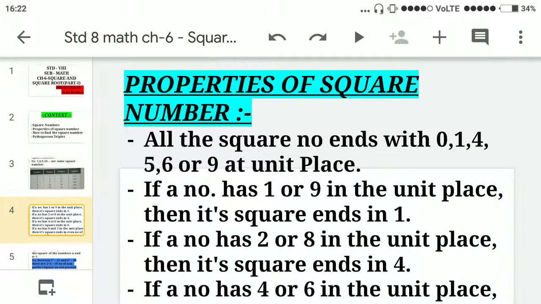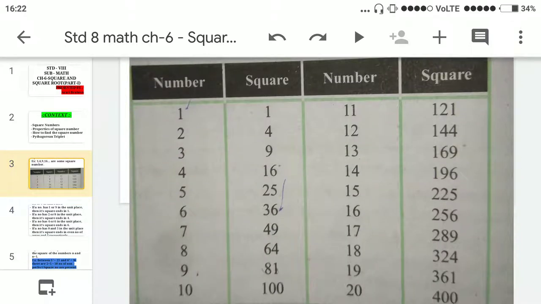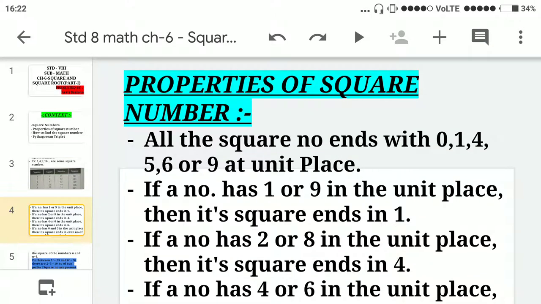All square numbers end with 0, 1, 4, 5, 6 or 9 at the unit place. As I told you, just have a look again. Here it is 1, 4, 9, 6, 5, 6, 9, 4, 1, 0. So we can summarize that in the unit place, if it is a perfect square number, then it can end with 0, 1, 4, 5, 6 or 9. But the reverse is not true. That means don't say that if a number has 0, 1, 4, 5, 6, 9 in the unit place, it is a square number.